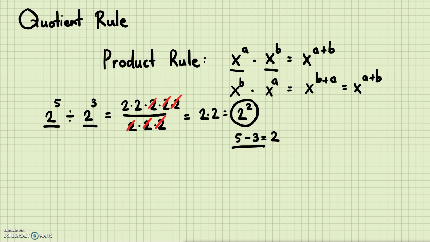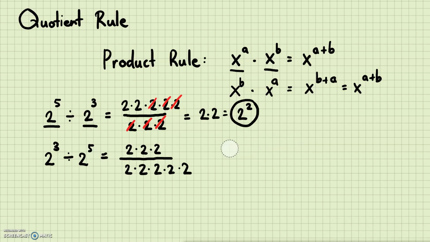Now one more complicated step about the quotient rule is that if the order were switched here, we don't get the same answer, because division and subtraction are not commutative, as opposed to multiplication and addition. Let's see what we get if we do 2 cubed divided by 2 to the 5th power. Let's do the same thing, but this time we have 3 2's on the top and 5 2's on the bottom. Let me erase this here so that we have enough space.